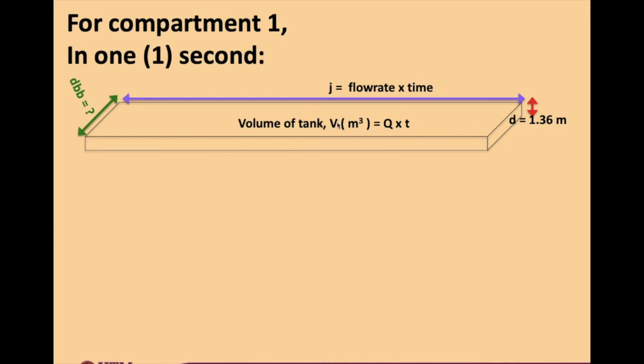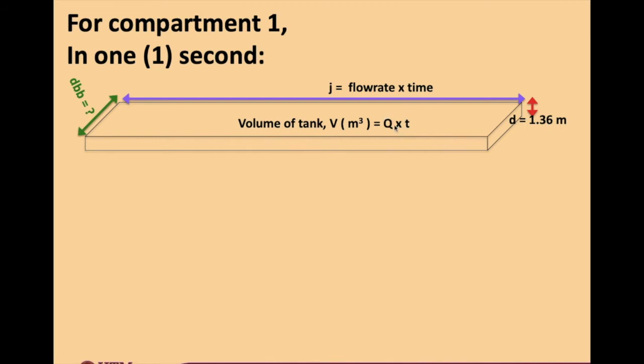Right, we know that V is equal to dBb times J times D. D is already given. So we have to find out our volume and J. The volume I'm talking about is in 1 second. So the volume is Q times T. I'm assuming my T is 1 second. So this is simply 1 second.